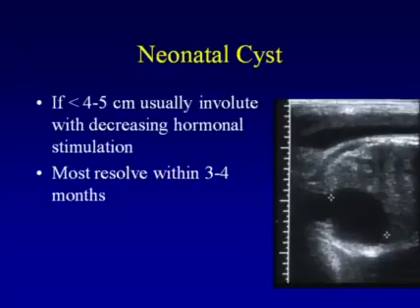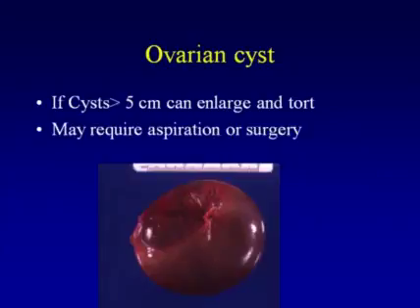When we see these cysts measuring less than 4 to 5 centimeters, they typically involute in the neonatal period. And they may take up to 3 to 4 months to resolve, but typically can be asymptomatic. If they measure greater than 5 centimeters, however, there is a higher risk of torsion and they may need to be drained.